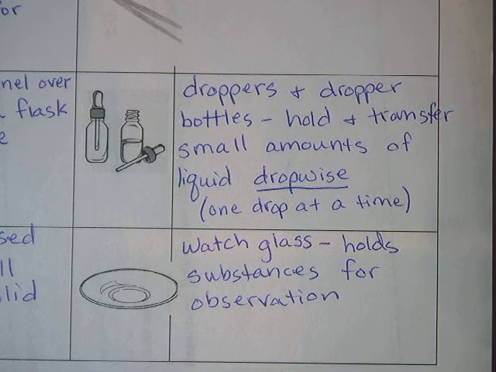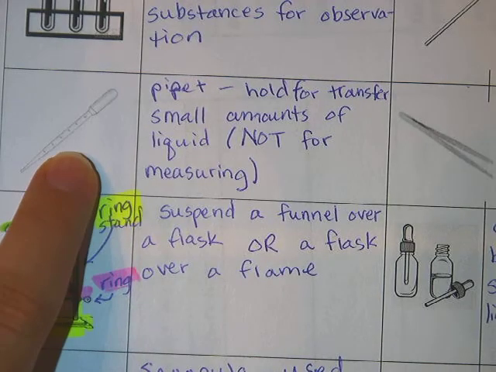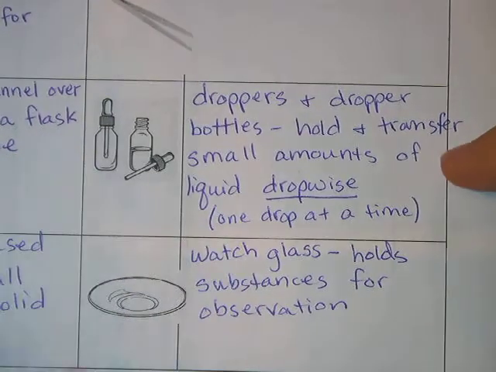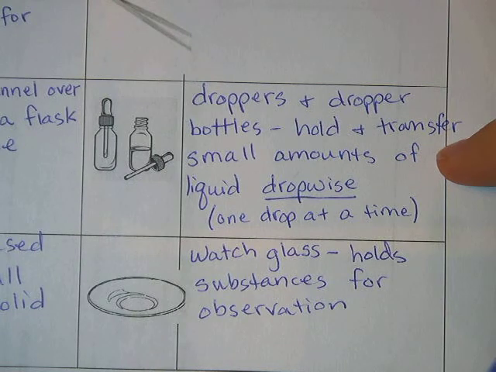So with a pipette, which was what we had up here, you can also do dropwise, but often you will just use a pipette to do a whole squirt all at once, but you could do it dropwise with a pipette. With a dropper, they are specifically designed so that you only do one drop at a time.